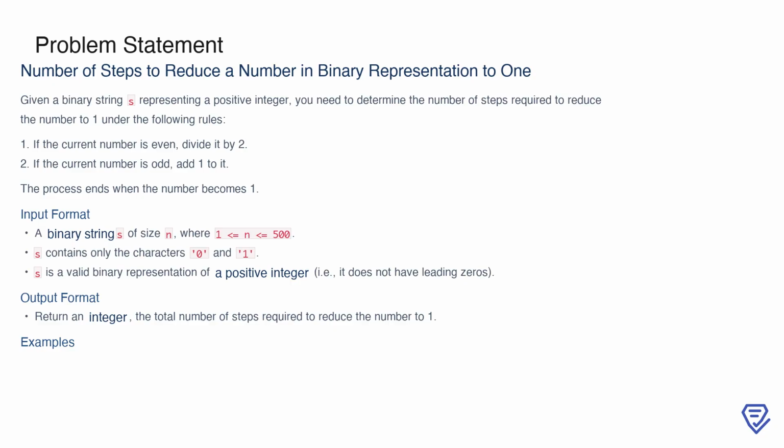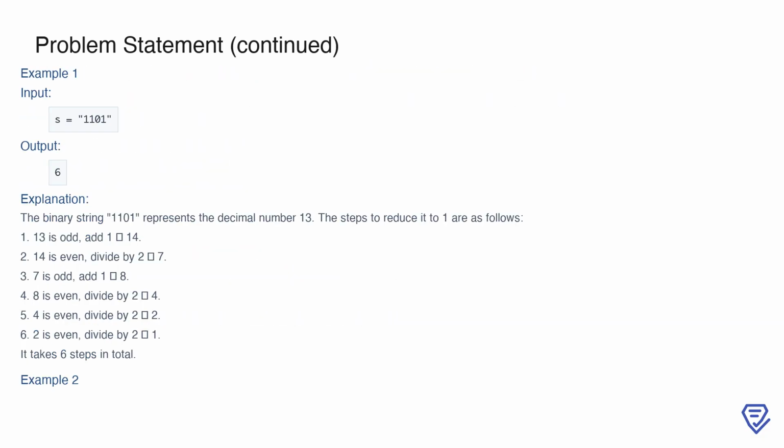For the input, the binary string is guaranteed to represent a positive integer, meaning it won't have leading zeros. The size of the binary string can range from 1 to 500 characters, and the output will be a single integer that represents the total number of steps. Essentially, this problem asks us to simulate the given operations until we reach the number 1, counting every step along the way. Let's look at an example to clarify the process.